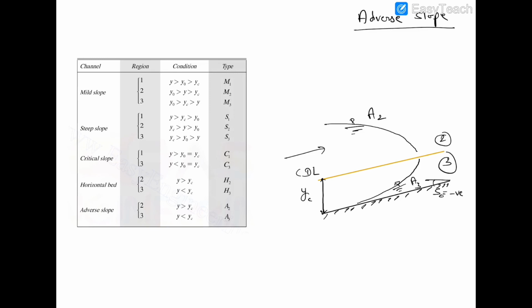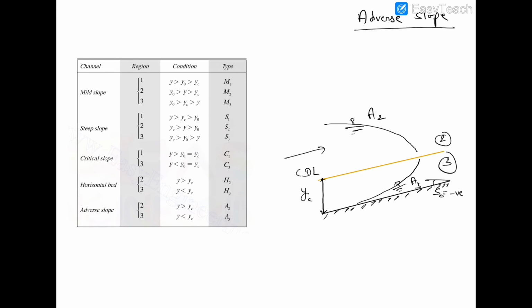In adverse slope also we cannot find the normal depth Y0. That's why in this channel region number 1 is absent, as in the case of horizontal bed channel. So in region number 2 the shape of the profile will be like this, because in region number 2 the water surface profile will have decreasing water depth and it is approaching the CDL. In region number 3 it should have increasing water depth and it is approaching the CDL. That's why it becomes 90 degrees. So this is the shape of the A3 profile.